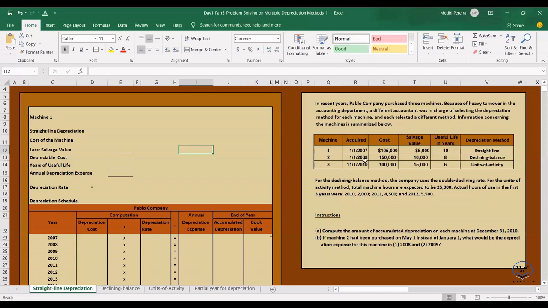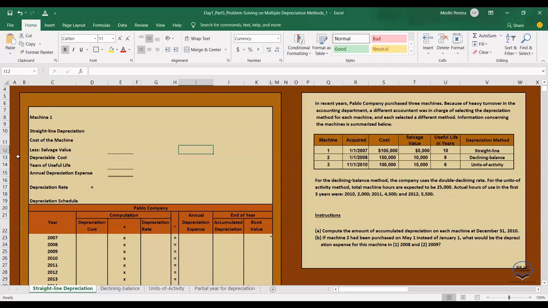So first, let's just start with machine 1. It says that it uses a straight line depreciation method. And if you can remember, in case of straight line depreciation method, the first step that we need to do is to determine the depreciable cost of the machine. And how do we do that? We deduct the salvage value from the cost of the machine in order to get the depreciable cost.